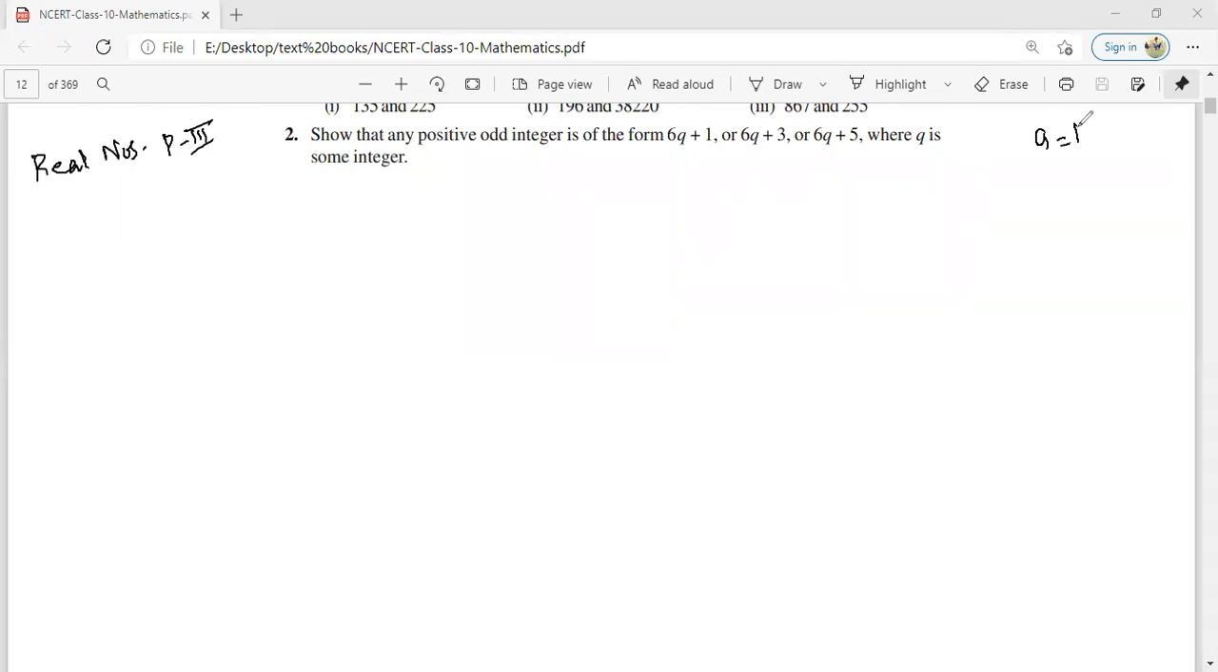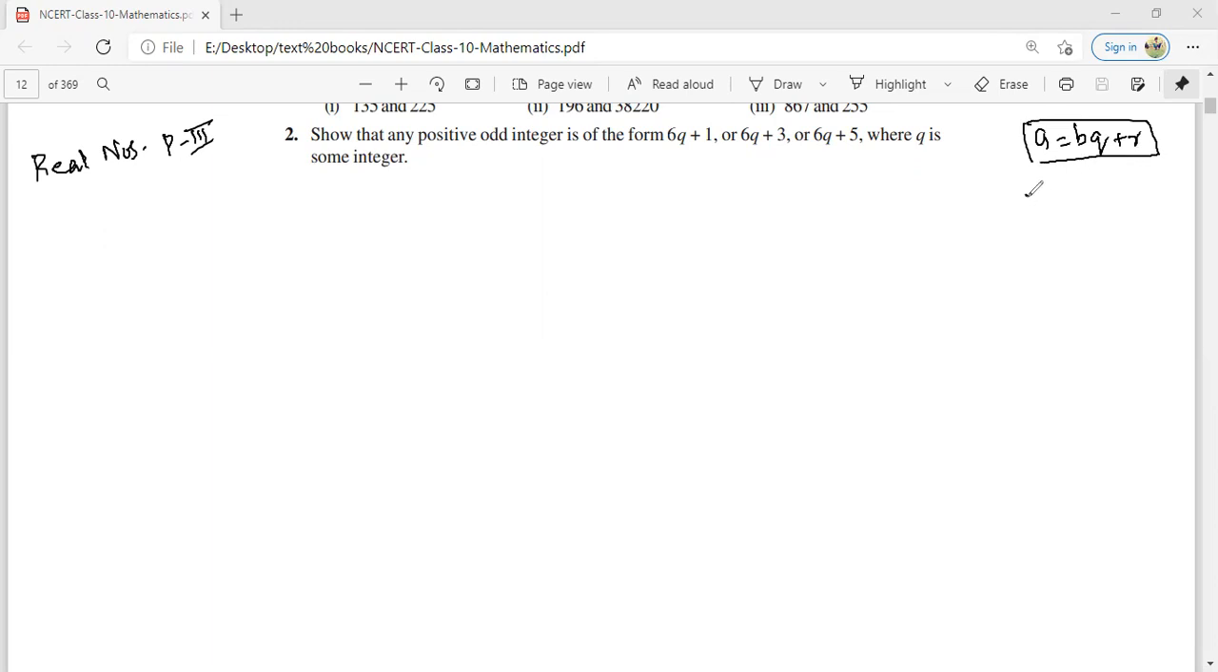So we have seen in part 1, a is equal to bq plus r, correct? This is Euclid's lemma. So Euclid's division lemma says that a is equal to bq plus r. You can write in this form. So we have seen 5.